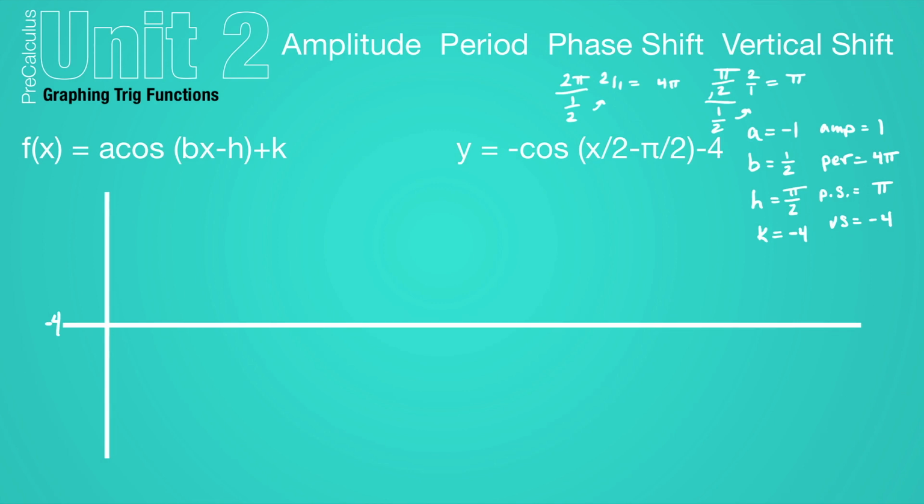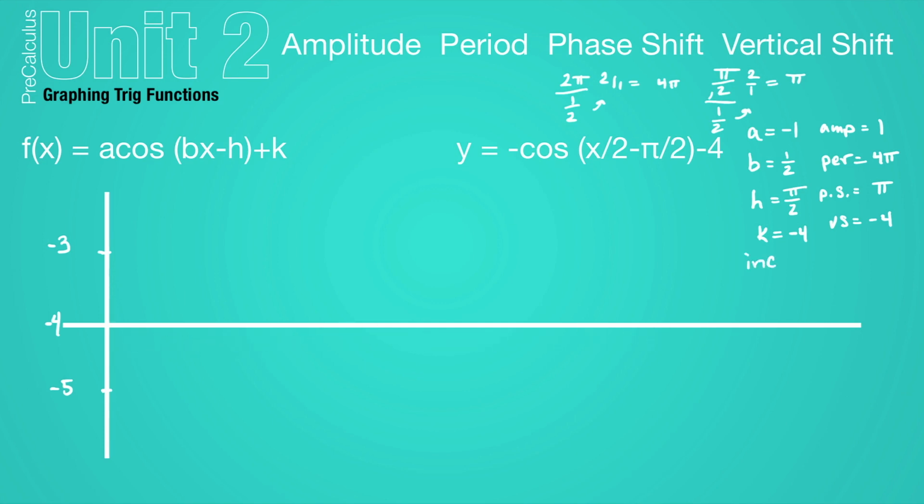One of the first things I'd like to do is come over here and add the value at my midline, right? That would be whatever my vertical shift is. And I'm going to go up 1 by adding the amplitude. So -4 plus 1 is -3. -4 minus 1 is -5.